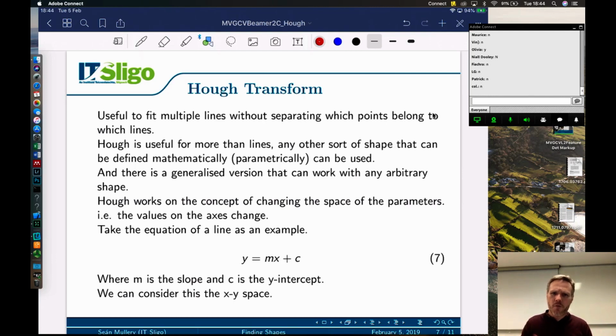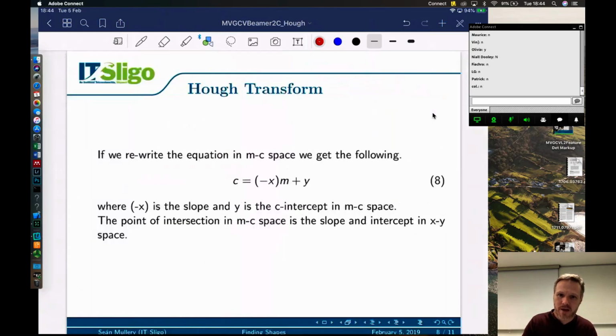Hough works on the concept of changing the space of the parameters, i.e. the values on the axes change. Take the equation of a line as an example. We have y equals mx plus c, where m is the slope and c is the y-intercept, and we consider that in the xy space.